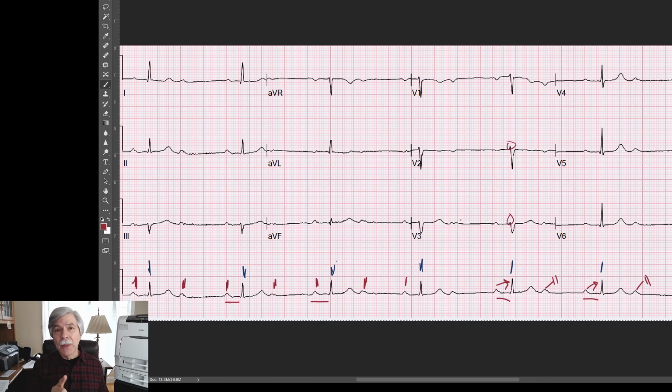So 2 to 1 block is not Mobitz 2, okay? 2 to 1 block is in a separate category known as high grade AV block. And here's what we're talking about.